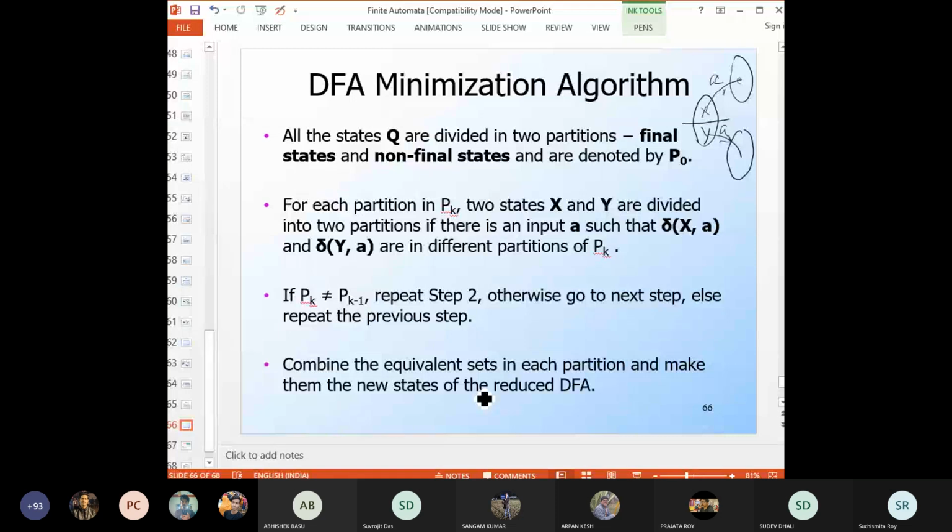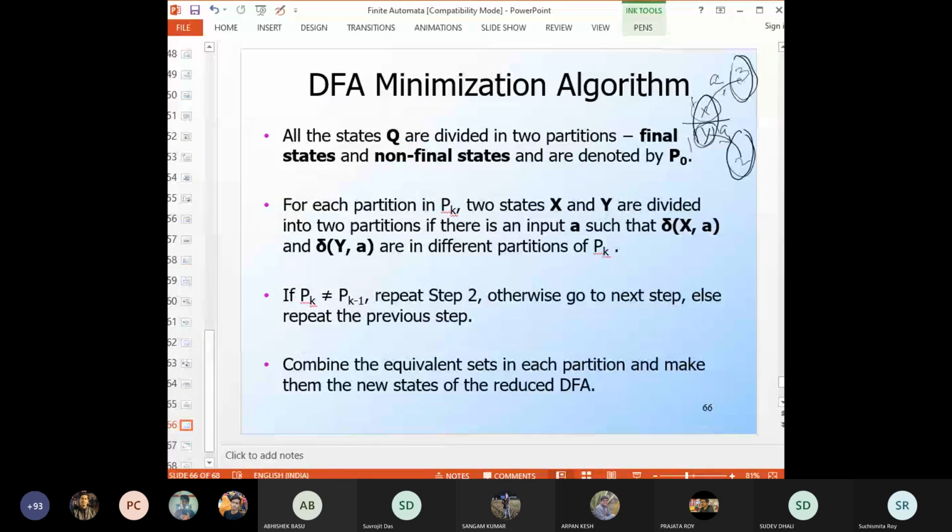Now when further breaking up is not happening, you might find that this particular partition has three states, this has two states, and the others have one state each. And each of these partitions or blocks, when it has stabilized and is not further disintegrating, will represent one state in the final DFA. So combine the equivalent states in each partition and make them the new states of the reduced DFA.